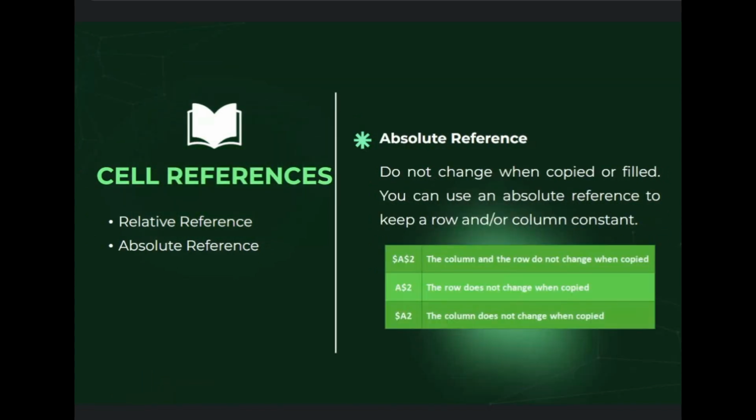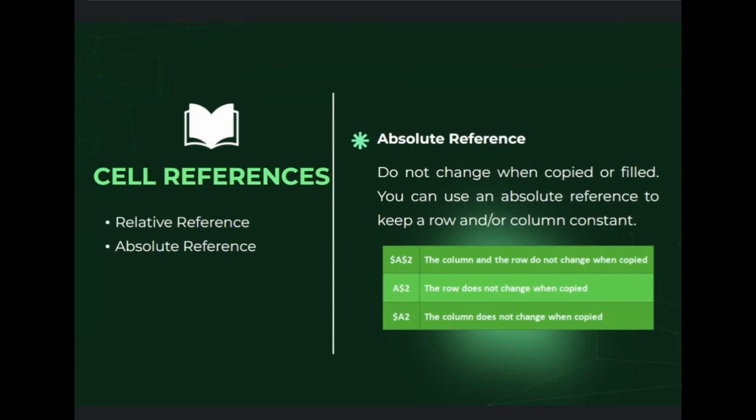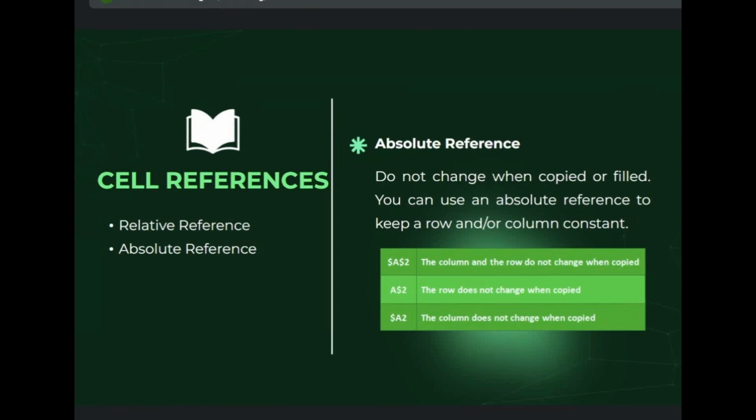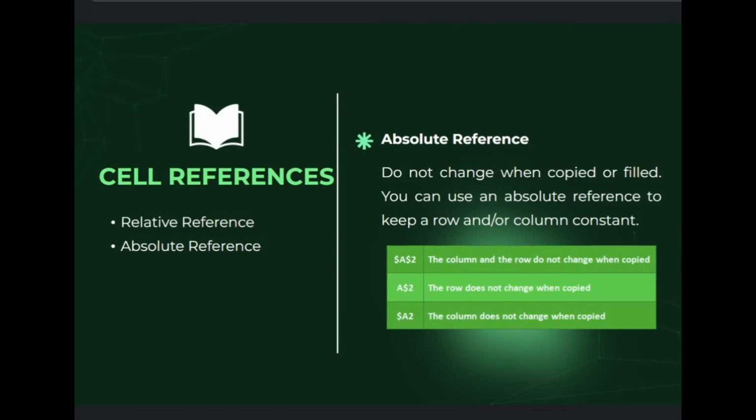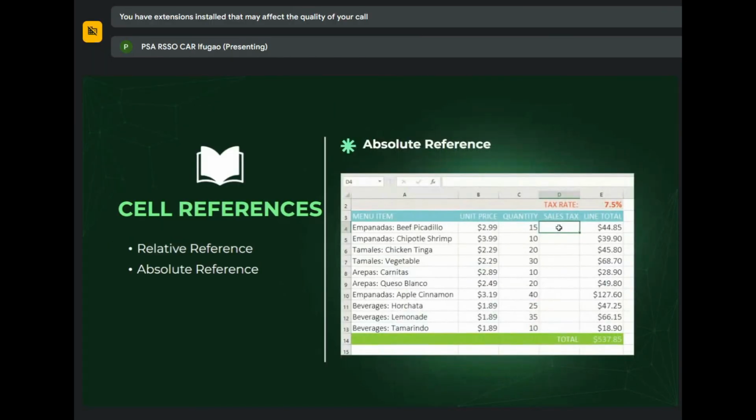Ito naman po, on the other hand, is the absolute reference. So absolute reference is designated by a $ sign. So they do not change when copied or filled. So you can use absolute reference to keep a row and or column constant. Yan po. So absolute reference, kailangan po yan ng $ sign. Yan, so we have an example here.